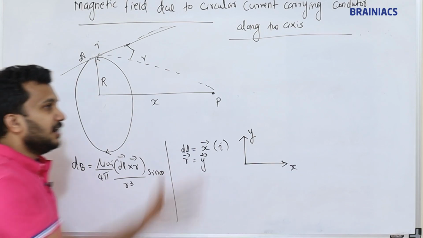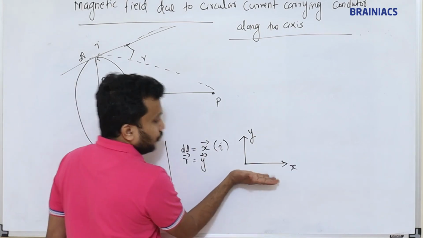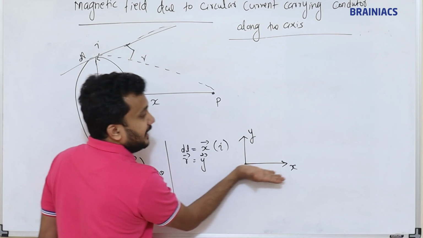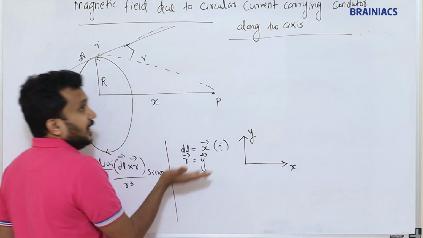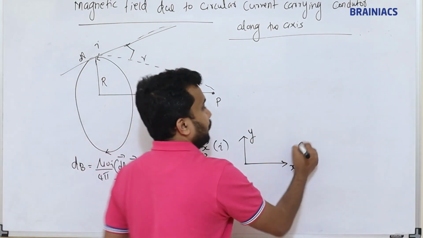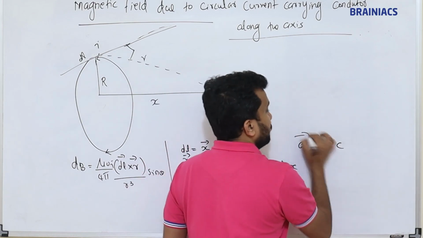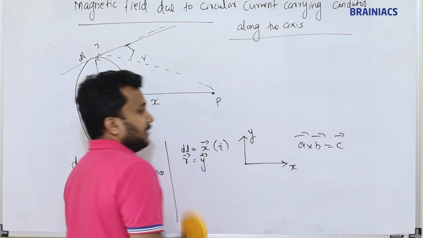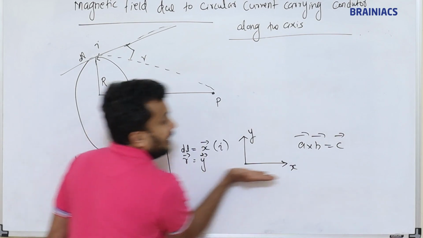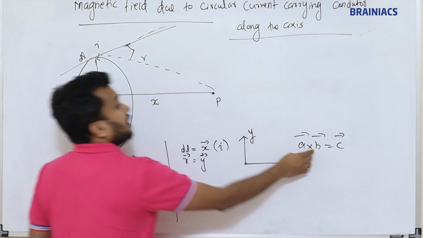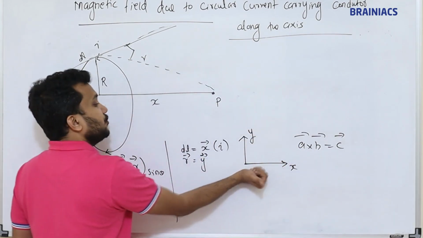DL cross R, I told right hand rule. So DL cross R, DL is in the X direction. A cross B, last class I told it to you, A cross B is equal to C. So if the first vector A is in one direction, then A cross B, what comes next, you have to fold towards the B direction.